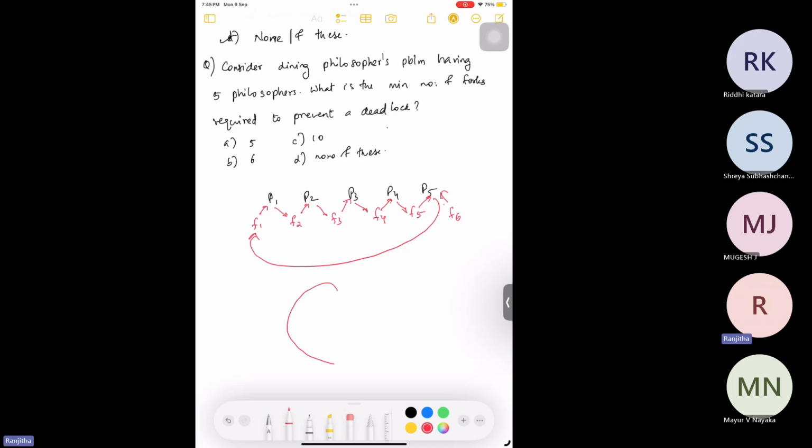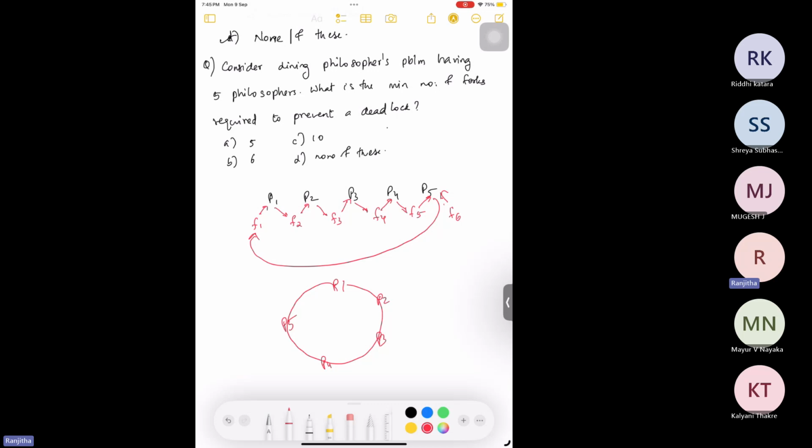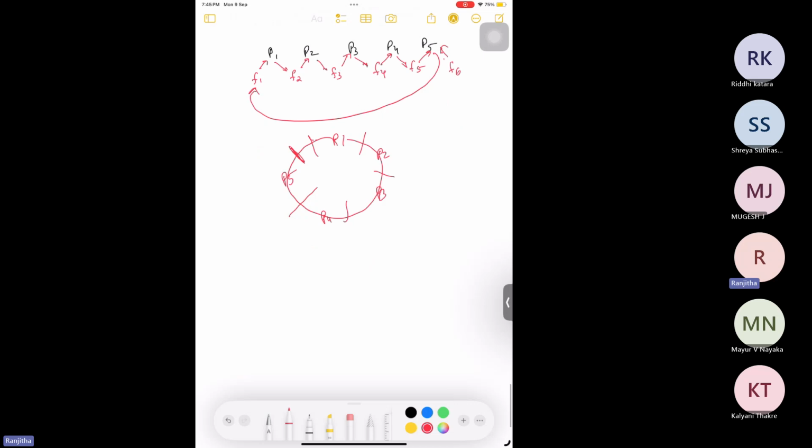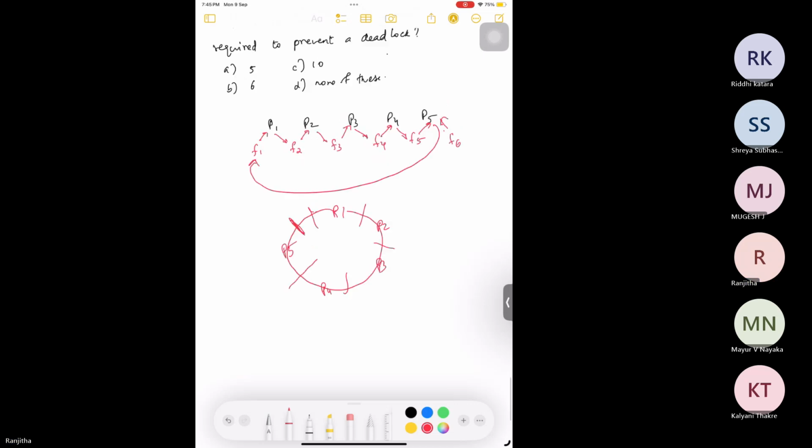See, these people are sitting like this. P1, P2, P3, P4 and P5. Okay. So we had 1, 2, 3, 4, 5. Now assume that we had one more here. Will deadlock happen now? No, ma'am, deadlock will not happen, right? So one more fork would break the circular wait condition. So deadlock will not occur. The answer is B.